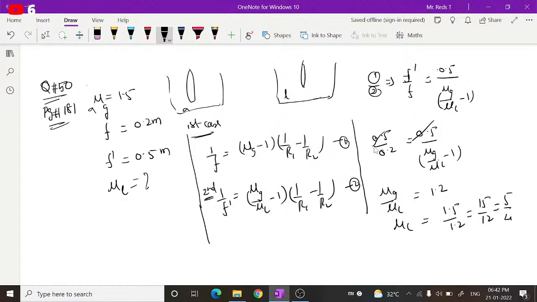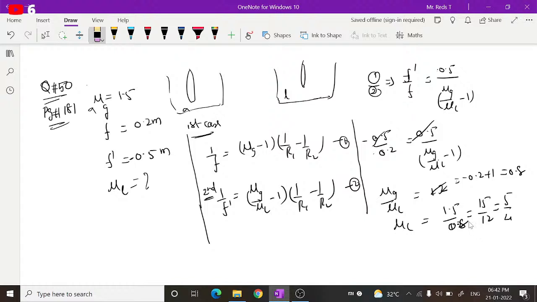Here you should have taken this as negative, guys. F is positive, F is 0.2. F dash should be, it is a concave lens, so it should be minus 0.5. So you get minus 0.2 plus 1, which will give you 0.8. This is not 1.2, this will be 0.8.